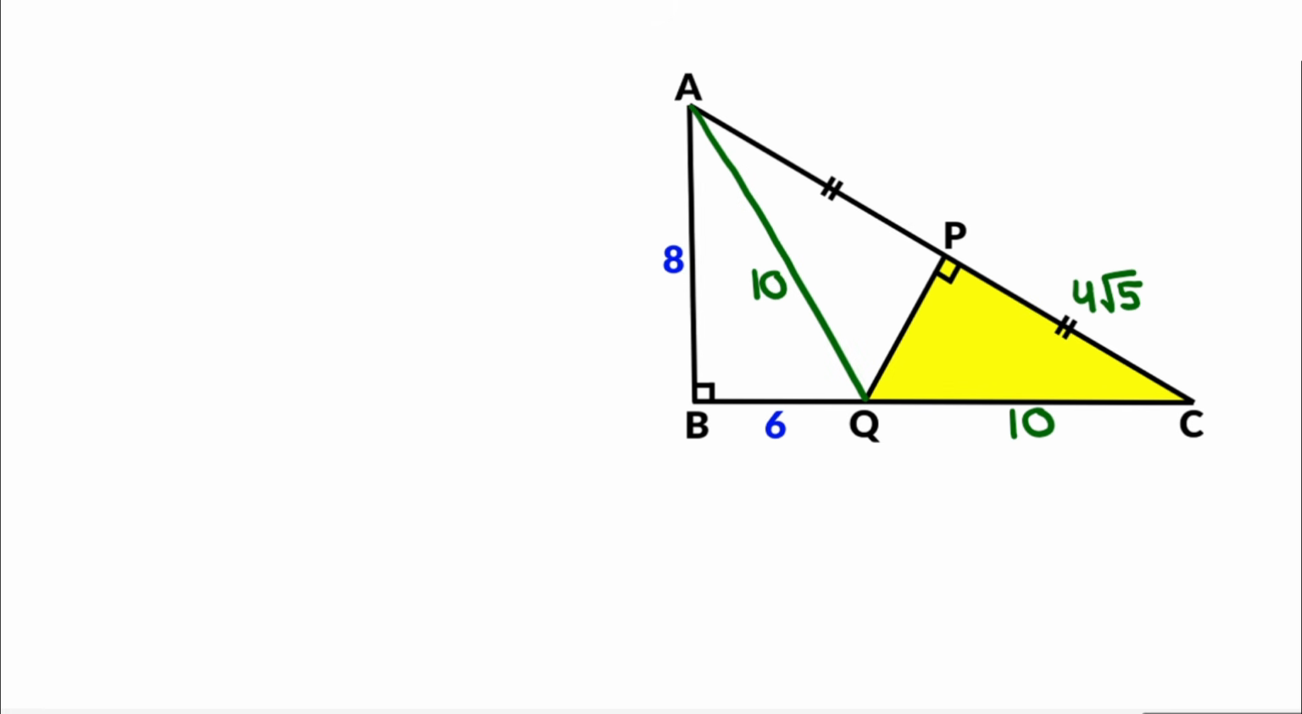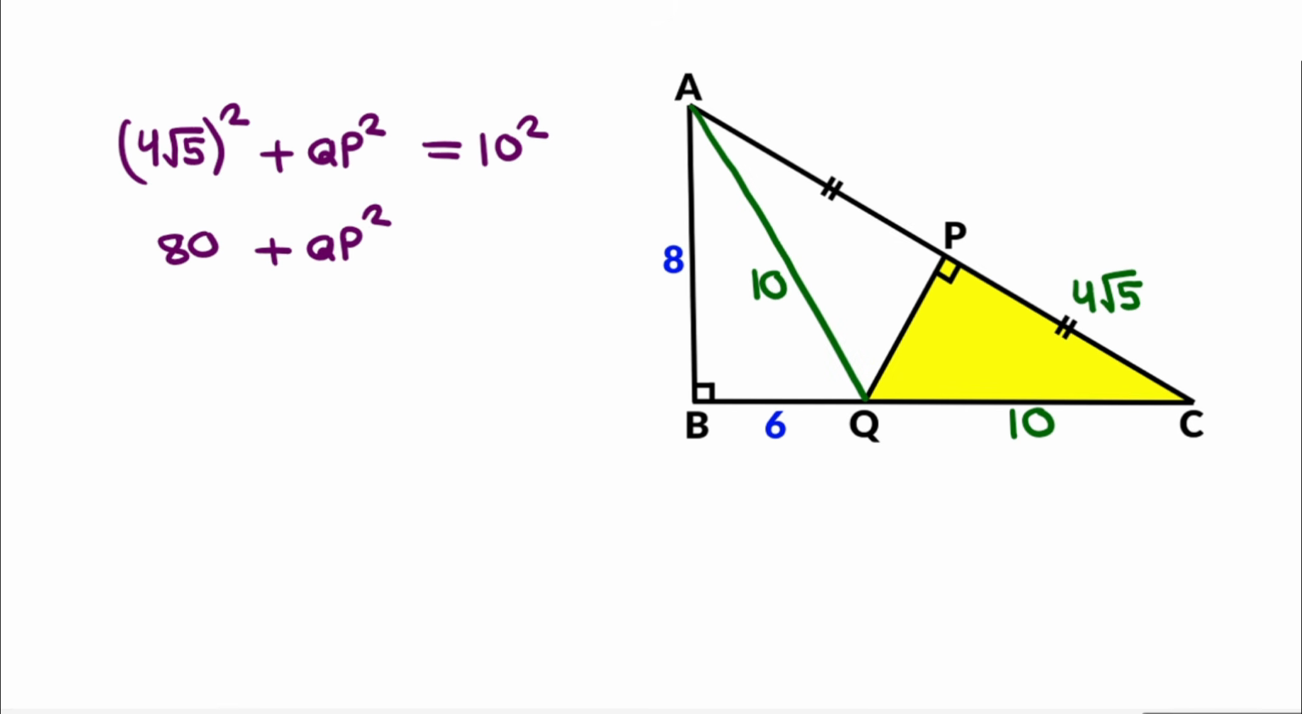Using the Pythagorean theorem, the quantity 4 times the square root of 5, squared, plus QP squared equals 10 squared. 4 squared is 16. The square root of 5 squared is 5. So the first term becomes 80. That gives 80 plus QP squared equals 100. Subtract 80. QP squared equals 20. Taking the square root, we get QP equals 2 times the square root of 5.